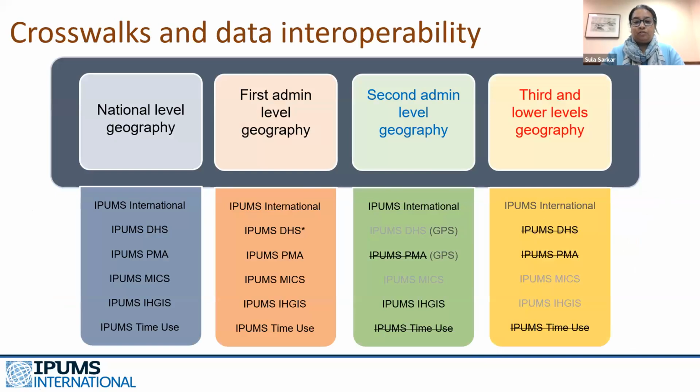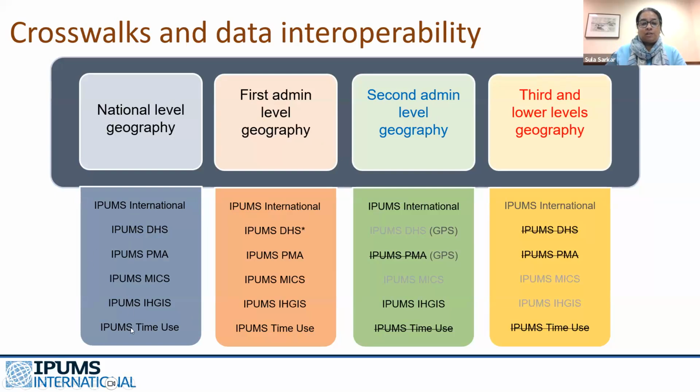So what can you do with all this data? You have geography at the national level, at the first administrative level of geography, which, if you take the US in context, is at the state level. The second administrative level would be the county level, and then third or lower levels of geography.